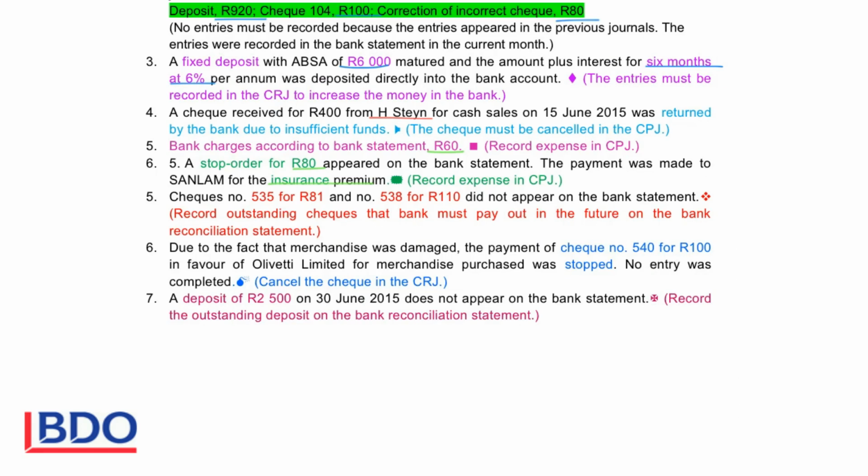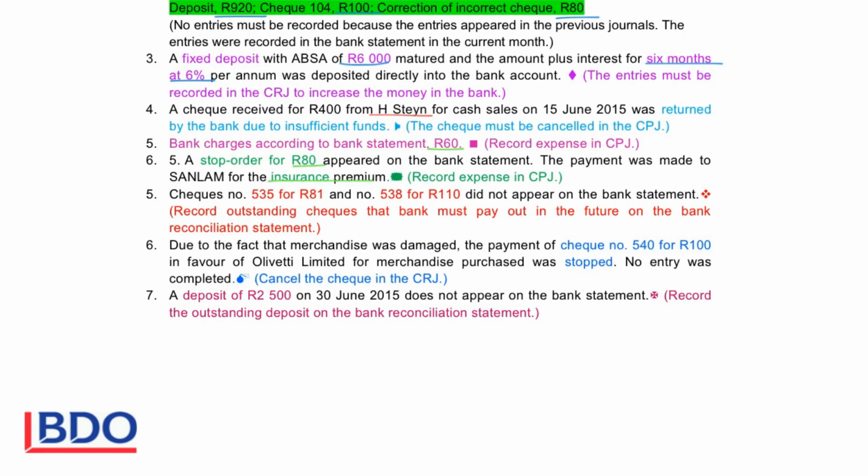Check number 535 for 81 Rand and check number 538 for 110 Rand did not appear on the bank statement. So they are still outstanding checks that will be paid out by the bank in the future. So I must record them on the bank reconciliation statement as outstanding checks.